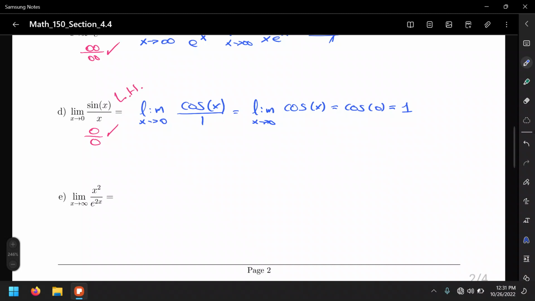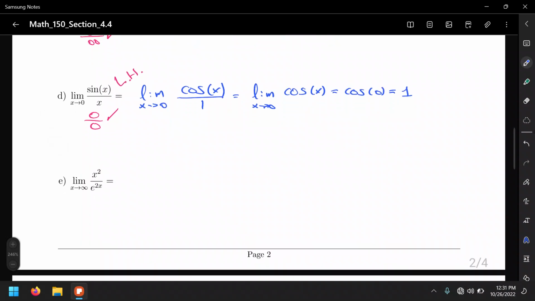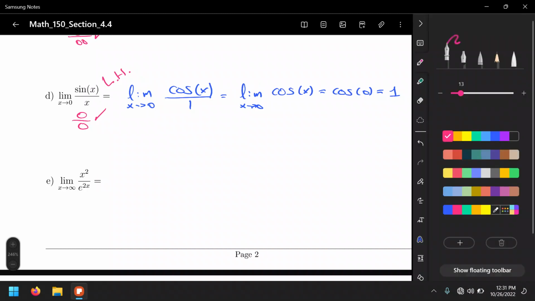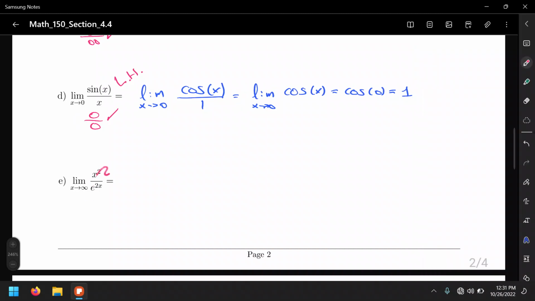All right. Okay. Letter E. Let's do one more. Letter E. So what do we have? Limit as x approaches infinity of x squared divided by e to the 2x. Number one, let's check for indeterminate form. So infinity squared, isn't that just infinity? And e to the 2 times infinity, which is e to the infinity, but e to the infinity is infinity. Okay, so infinity over infinity, that's an indeterminate form.